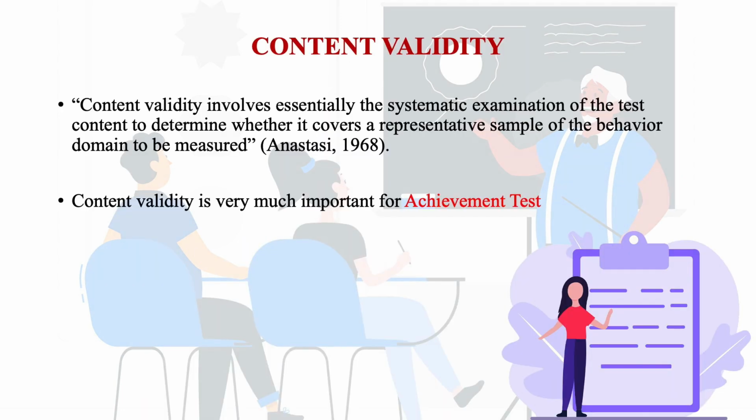And here we can say content validity is very much important for an achievement test, because an achievement test is related to the subject content. So if you have prepared an achievement test, then definitely the content aspect of the achievement test should be examined, verified and tested. This is one of the very important parts of content validity so far as an achievement test is concerned.